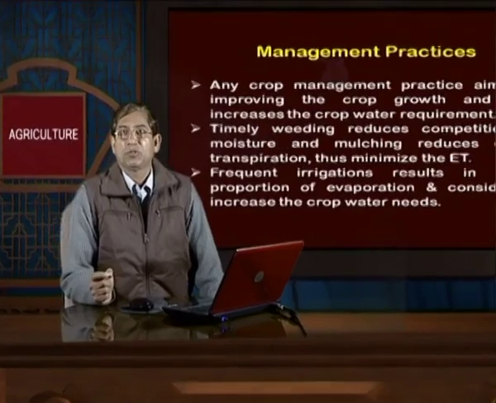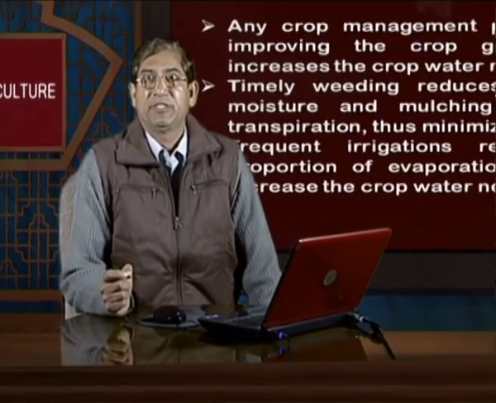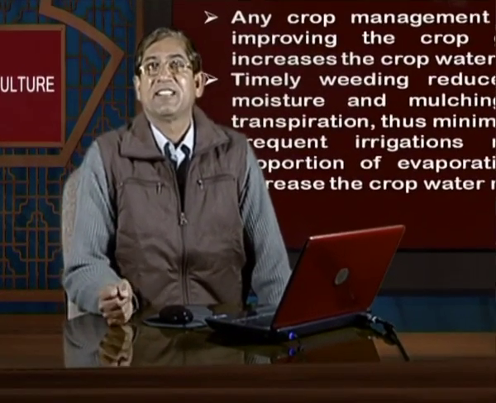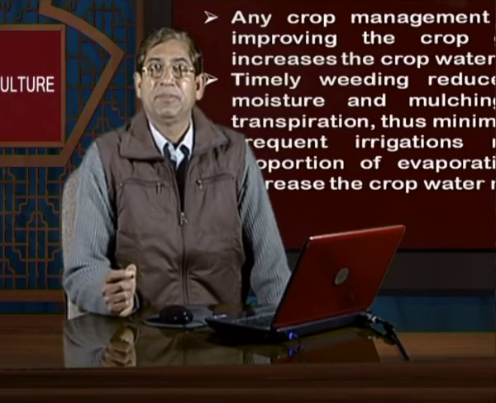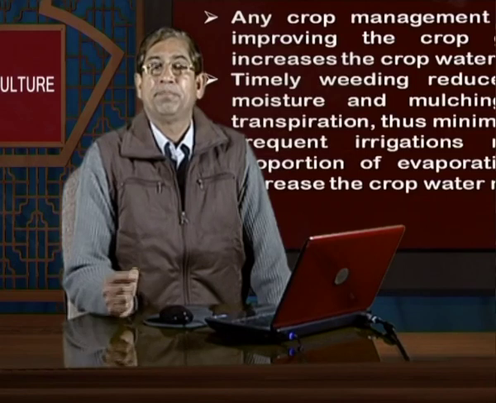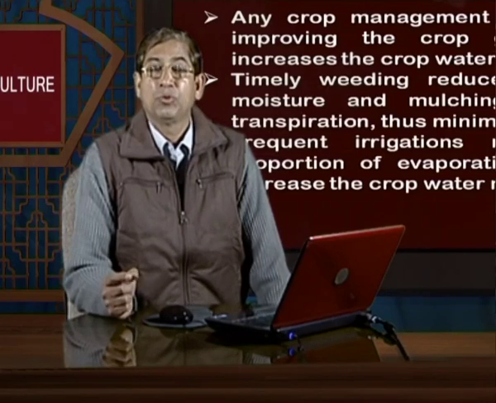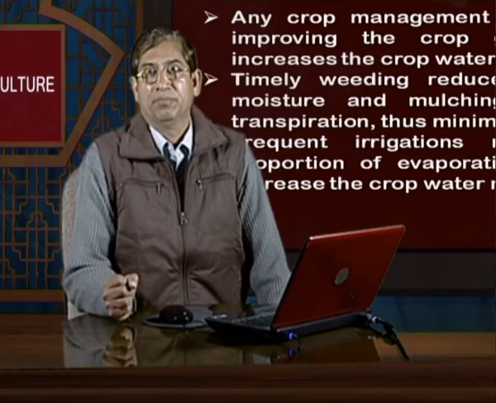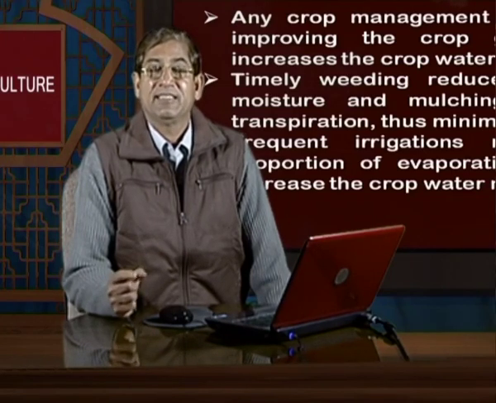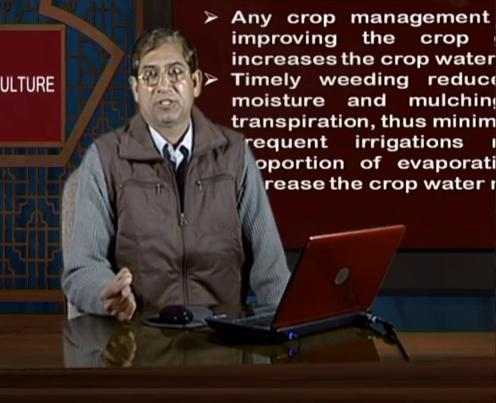In some of the crops which are deep rooted, the first irrigation is generally delayed, because when the first irrigation is delayed, then the roots will penetrate deeper and take water from more soil volume, and ultimately the irrigations will be reduced.